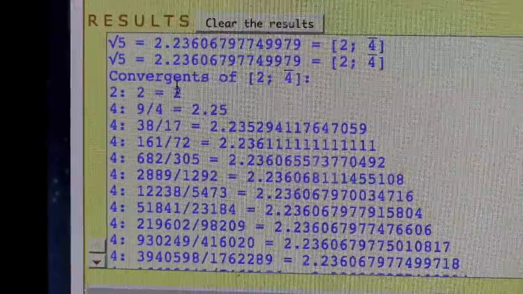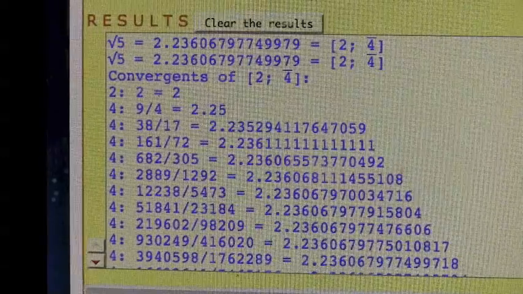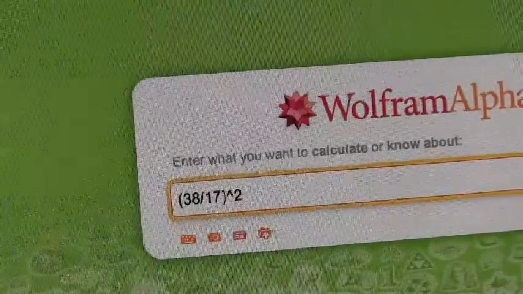So why don't we go quickly to Wolfram Alpha. What were those numbers? Was it 38 over 17? 38 over 17. So let's ask Wolfram Alpha. 38 divided by 17 squared. Here it is.